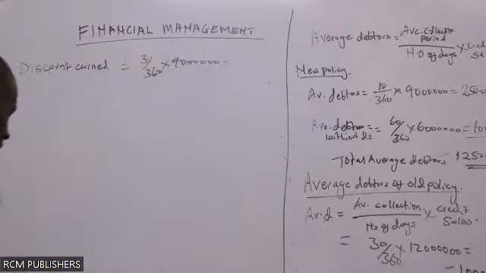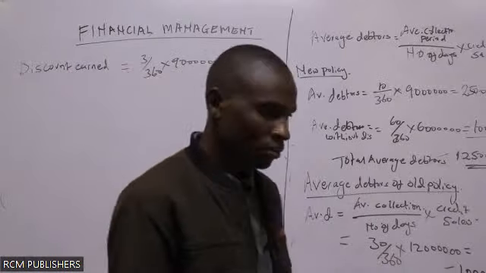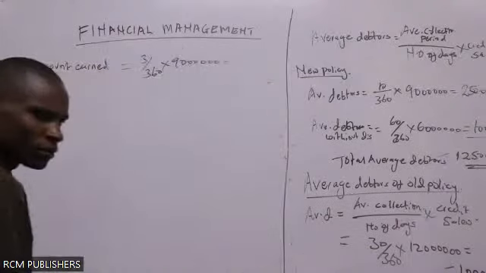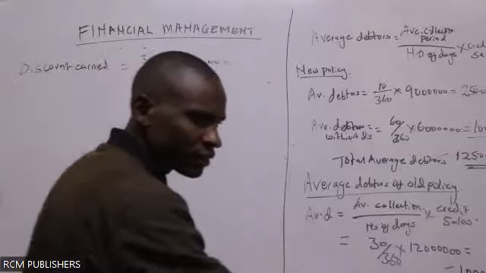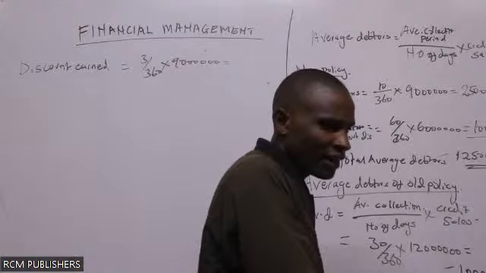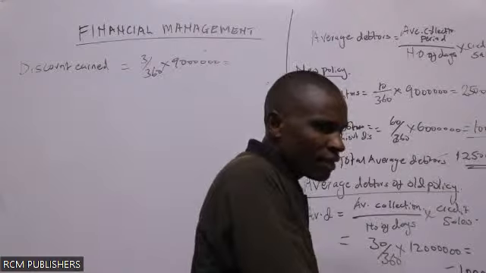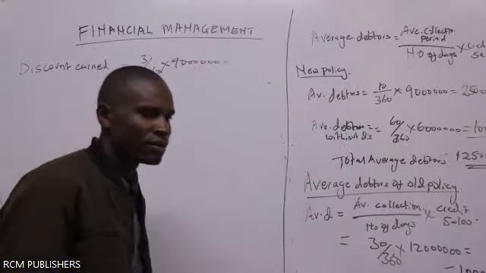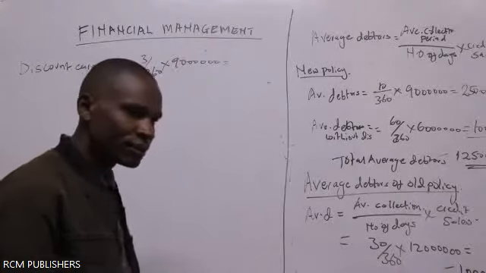Hiyo discount inaingia ngapi? $75,000 per month. 270, 25,000 ni gani sasa? Hili gani 270, yes ni 75. The third person to confirm that 750. What are 750? 750.